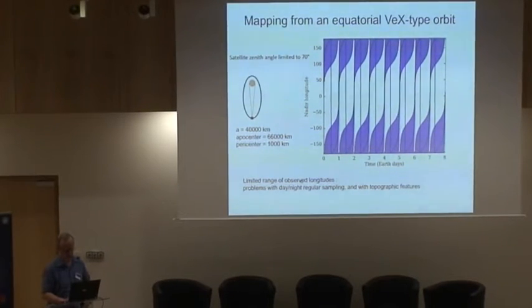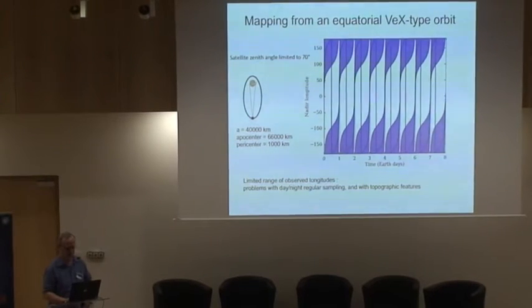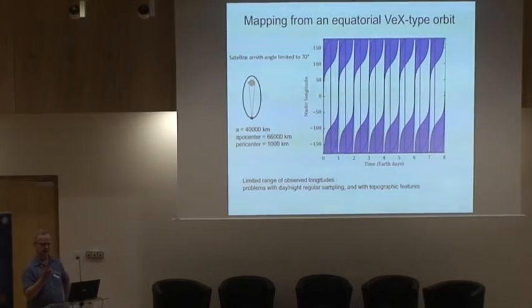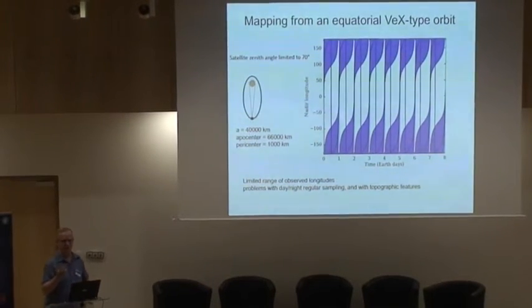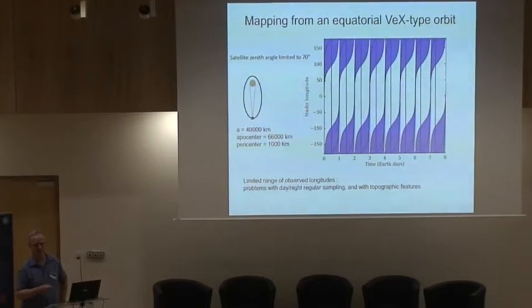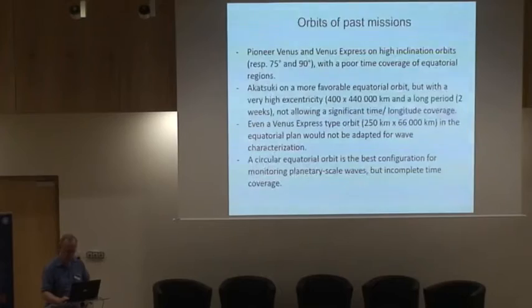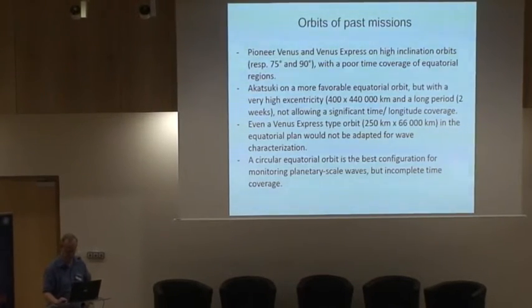There is a limited range of observed longitude, and problems with regular day-night sampling and with topographic features which cannot be seen. Don't forget that Venus rotates on itself in a very long time, so the day of Venus is around 70 days. So a circular equatorial orbit is the best configuration for monitoring the waves.